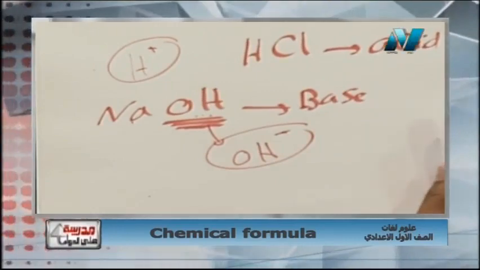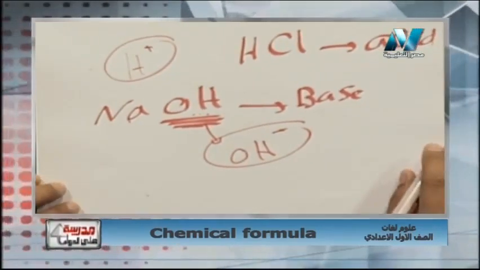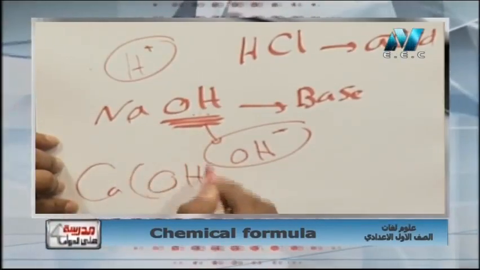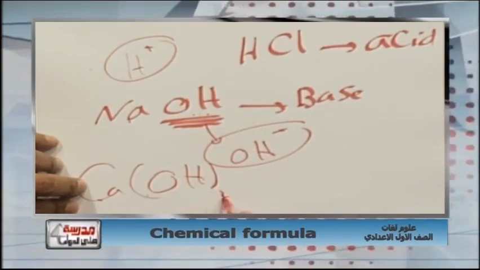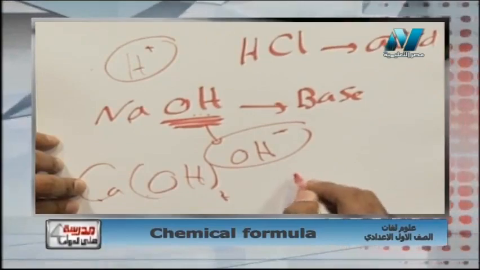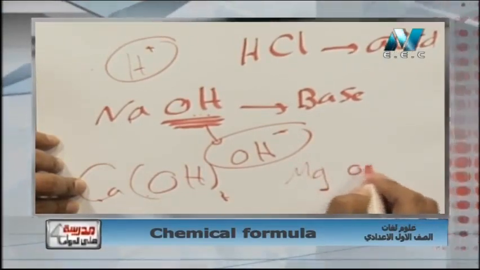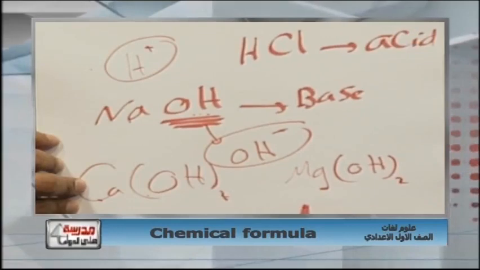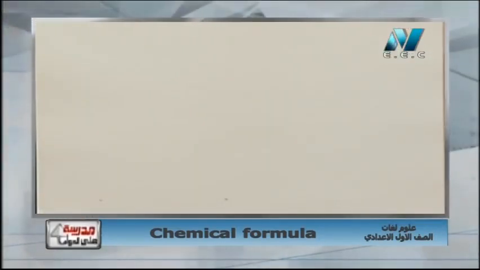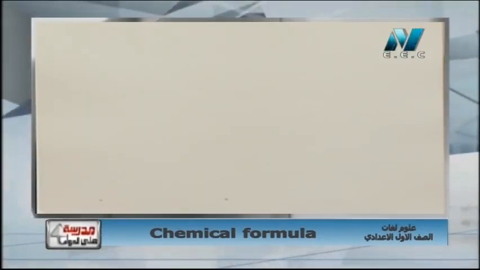But what are examples of this type of bases? Number one, sodium hydroxide, calcium hydroxide. Calcium is divalent, so I must put 2 here, while OH is mono. Calcium hydroxide, magnesium hydroxide, potassium hydroxide. Here you have to notice that the formula of all bases ends with OH group, as sodium hydroxide, potassium hydroxide, and so on.